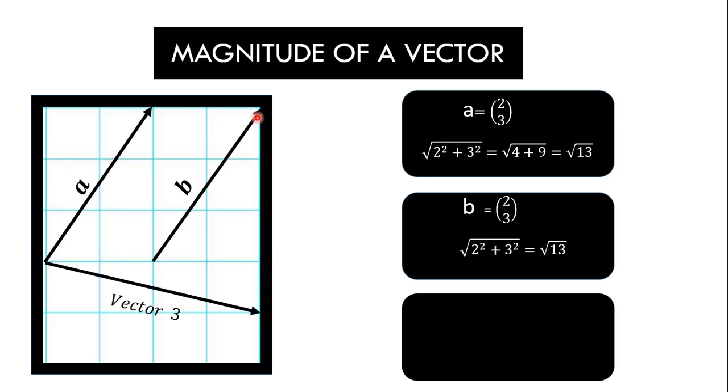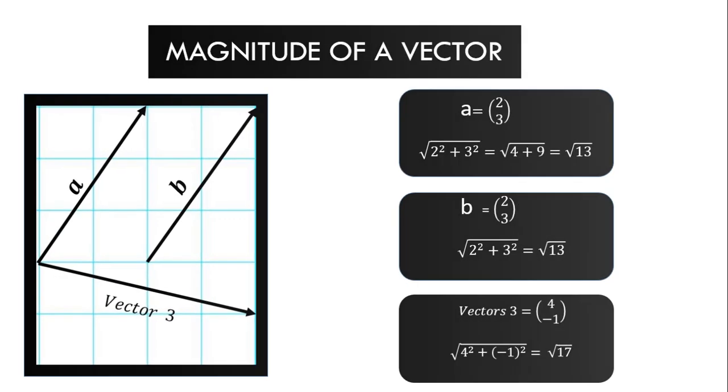Let's take another example, the vector 3. If you look at it, it is moving 1, 2, 3, 4 units in the positive sense in the x direction. However, in the negative sense in the y direction, 1 unit. So the column vector for this particular vector 3 is going to be 4 in the x direction and -1 in the y direction. So the column vector is (4, -1), and the magnitude of it is going to be 4 square plus (-1) square under the root, and it is going to be 17 under the root.